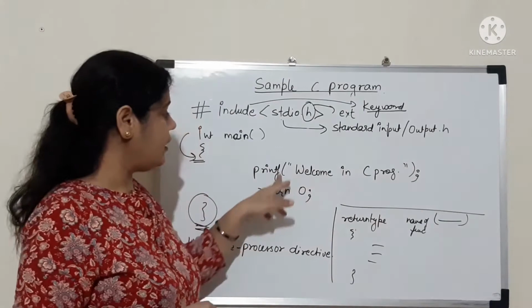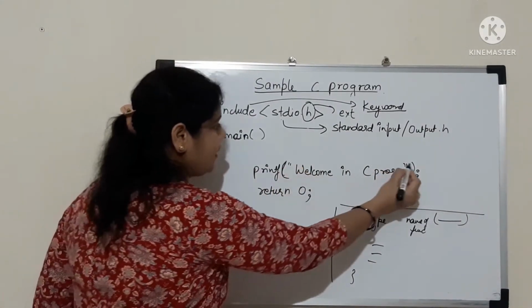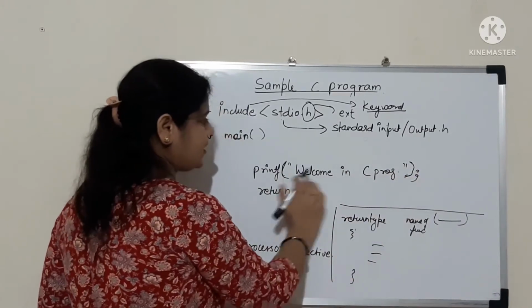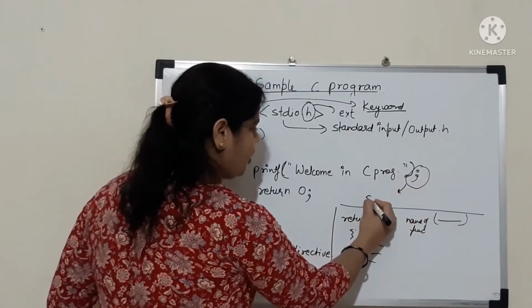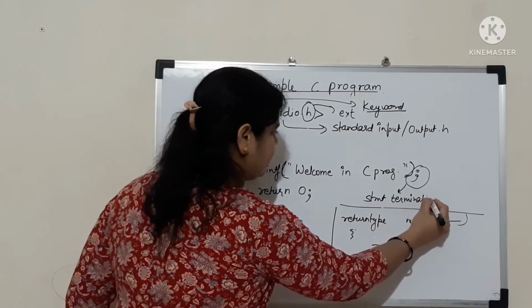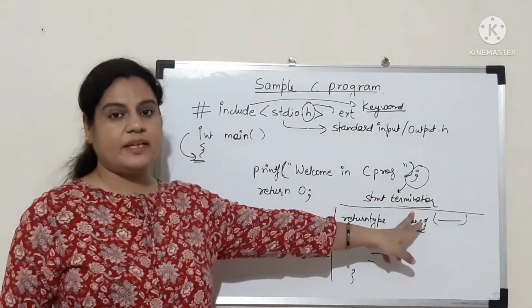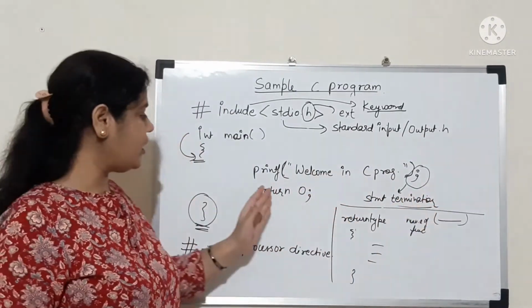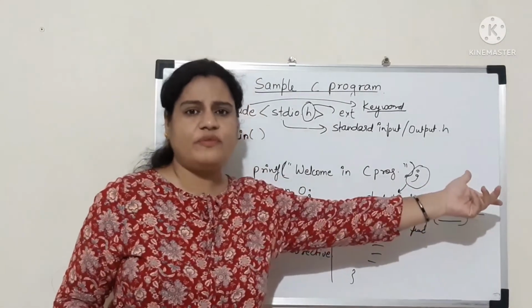After that, this is a function, so it must have these braces. After that, the semicolon. Semicolon is basically a statement terminator. Statement terminator means the statement ends here. Now you can write return 0 also here and then a semicolon. This is called a free form language.